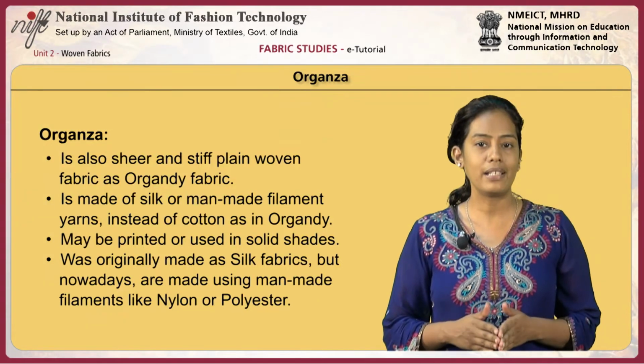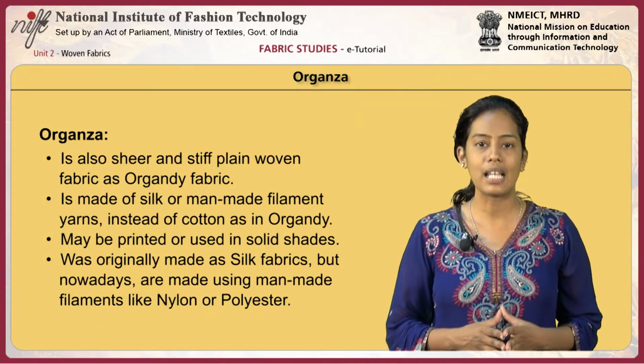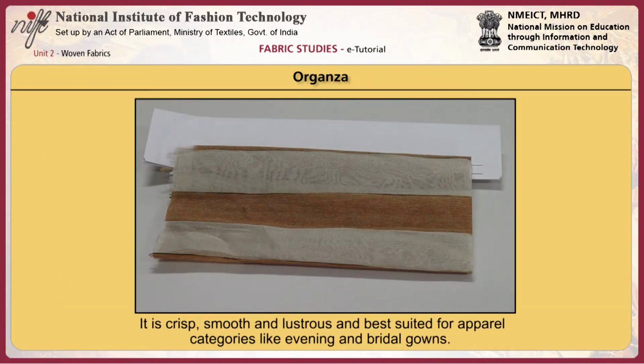It was originally made as silk fabric but nowadays is made using man-made filaments like nylon or polyester. It's crisp, smooth and lustrous, hence best suited for apparel categories like evening and bridal gowns. Viscose and acetate organza are used for making decorative curtains.